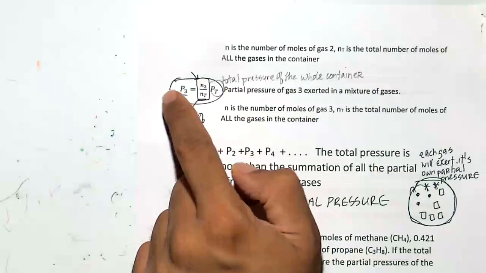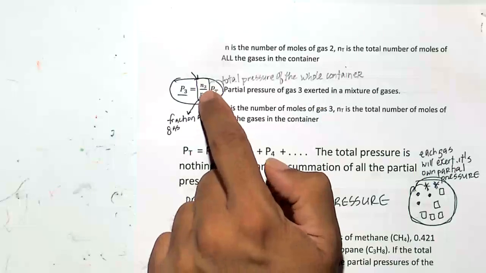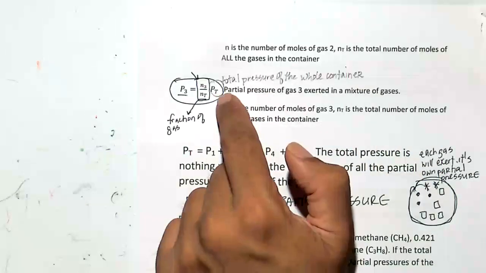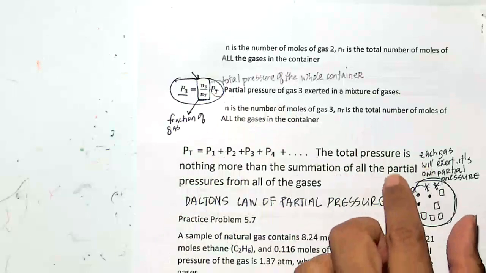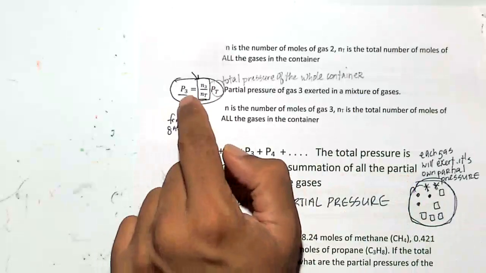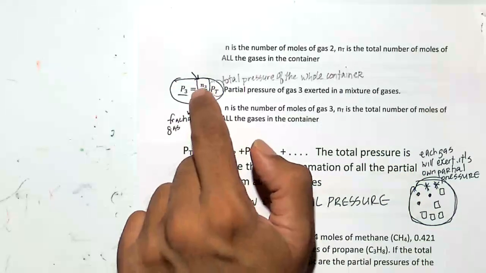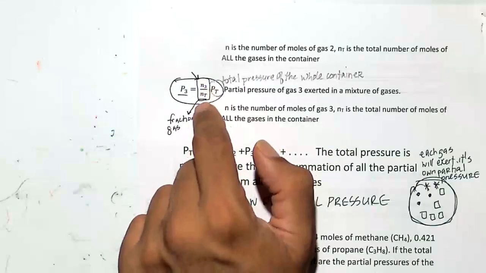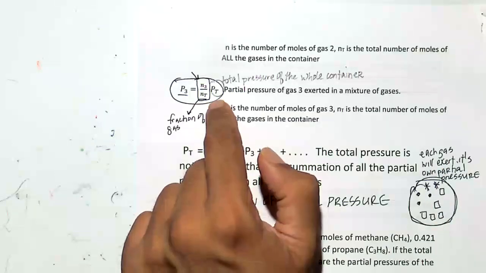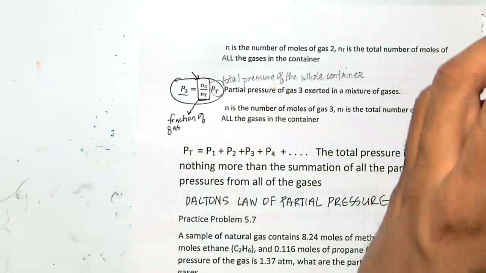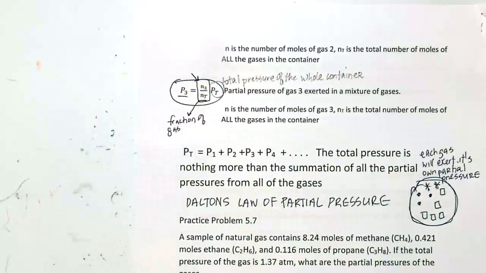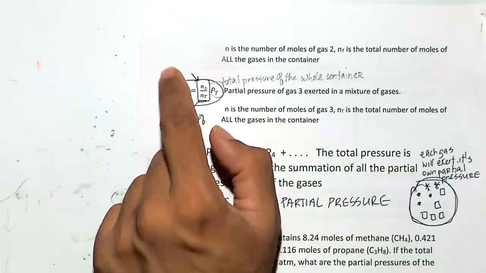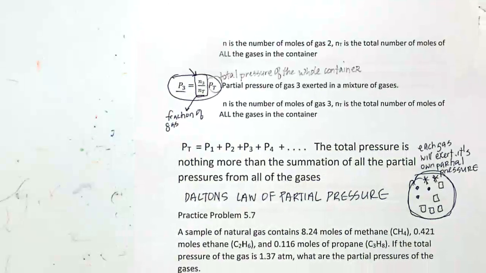So like that, this is the partial pressure of gas 3, the partial pressure of gas 2. What would that be? The number of moles of gas 2 divided by the total number of moles in the container. You multiply that fraction by the total pressure inside the container. So that's the partial pressure for gas 2. Partial pressure of gas 1, the number of moles of gas 1 divided by the total number of moles inside the container. You multiply that fraction by the total pressure inside the container. So you add up the partial pressure of gas 1, partial pressure of gas 2, and so on and so forth, and you'll get the total pressure.